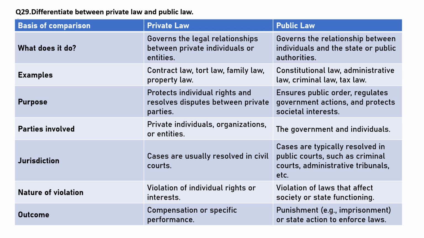Purpose. The purpose of private law is it protects individual rights and resolves disputes between the private parties. The public law ensures public order, regulates government actions, and protects societal interest. The parties involved in private law are private individuals, organizations, or entities. In the case of public law, it is the government and the individuals. Jurisdiction. In the case of private law, cases are usually resolved in civil courts. In public law, the cases are typically resolved in public courts such as criminal court, administrative tribunals, etc.